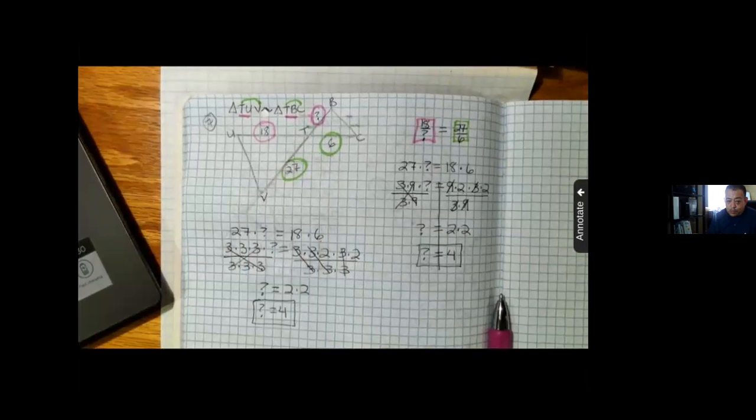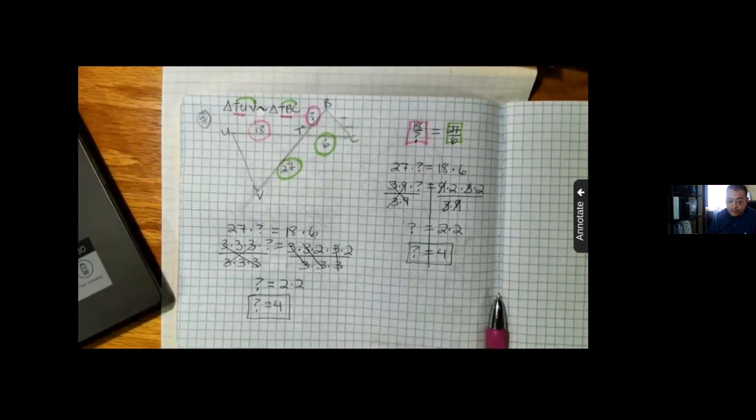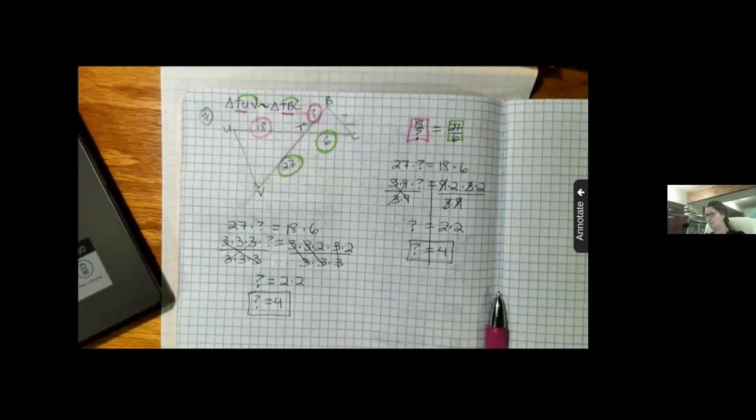And to find out what corresponds to what, that's even in a similarity statement. Remember the order they write the letters, there's a reason why they keep that order. Thank you, Mr. Rivas. Sorry I interrupted.